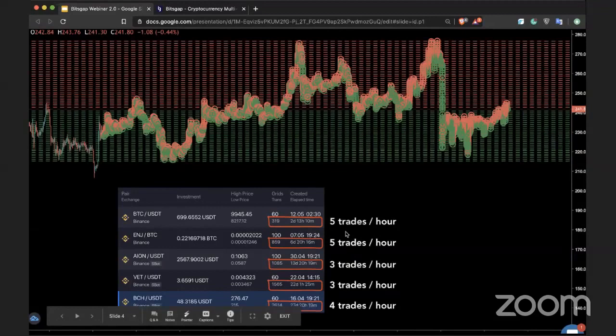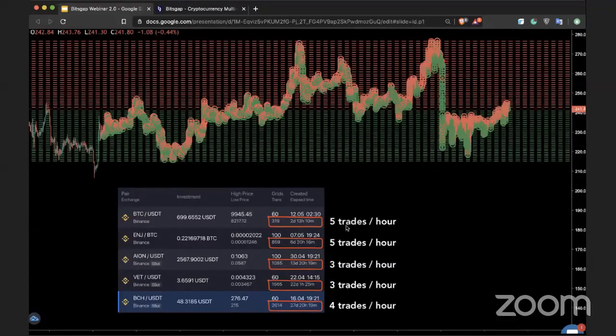So if we divide all transactions by an hourly rate, we will have 5 trades for BTC and 5 trades for the other pair each hour. So 24/7, the bot is executing orders in accordance with the market swings.